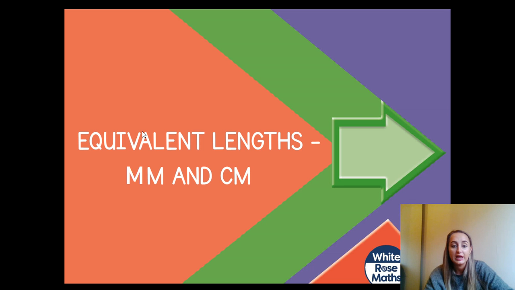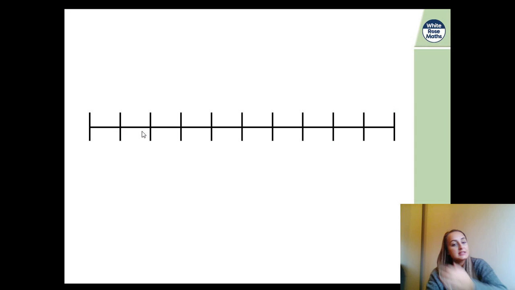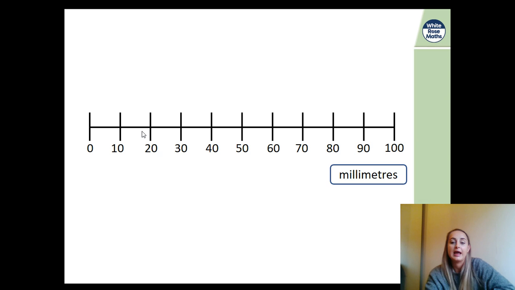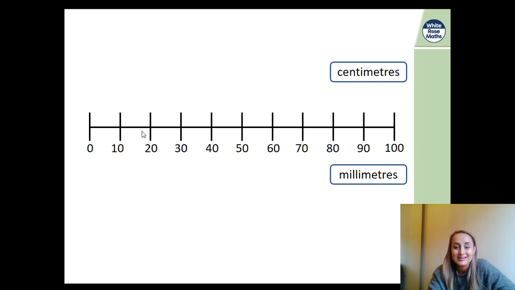We're going to be looking at equivalent lengths again, but this time millimetres and centimetres. Okay, so let's take a look at this number line. It goes from 0, it counts up in tens until we get to 100. These are going to represent millimetres. I'm going to show you on top the equivalent in centimetres.